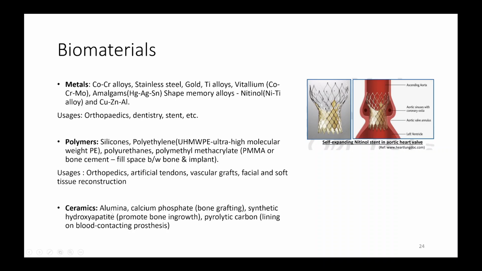In case of ceramics: alumina and calcium phosphate. This calcium phosphate is used for bone grafting. Synthetic hydroxyapatite is used to promote bone growth. Pyrolytic carbon is used as lining on blood-contacting prostheses.